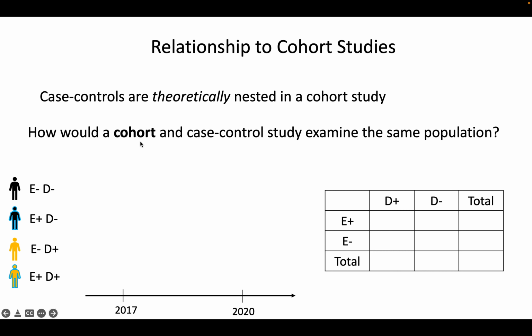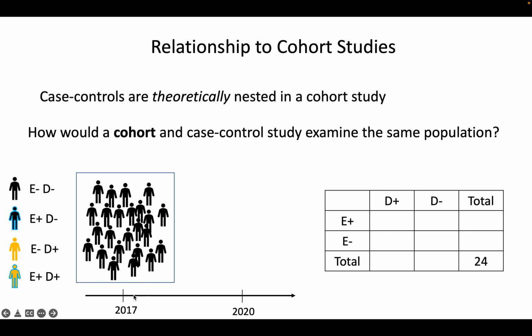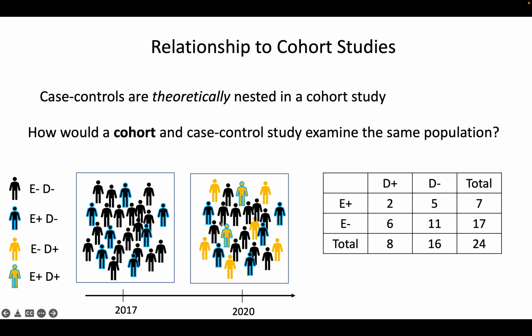So if this was a cohort study, they'd establish that everyone's disease negative, which we already know they were in 2017 at least. They'd establish their exposure status and then follow them and determine how many people got the disease. This is basically the same slide as before. Something you'll notice is that the disease negative column is completely enumerated.